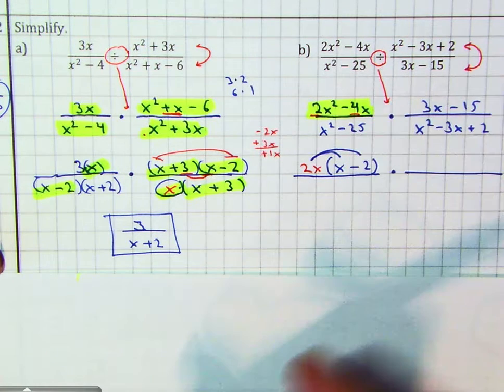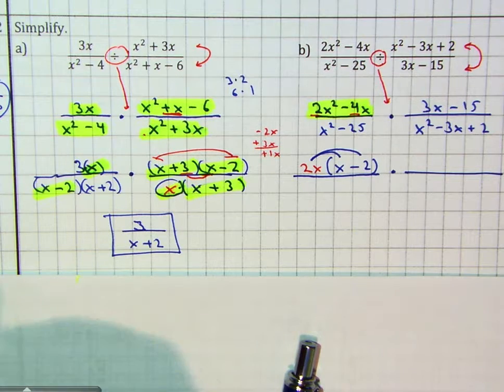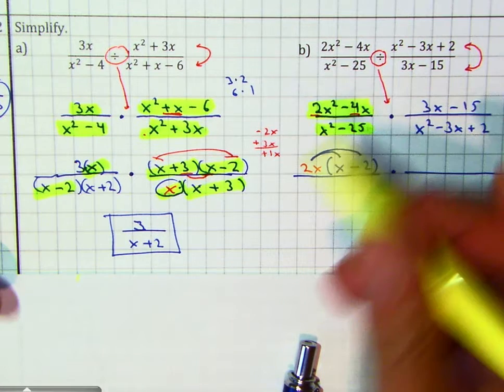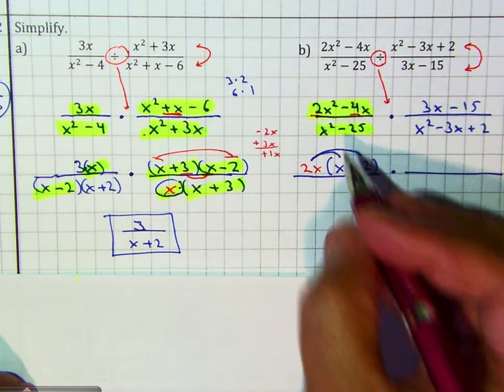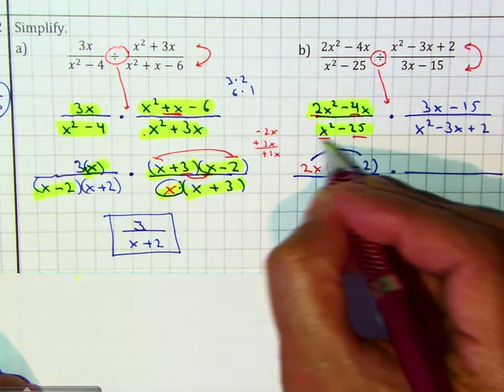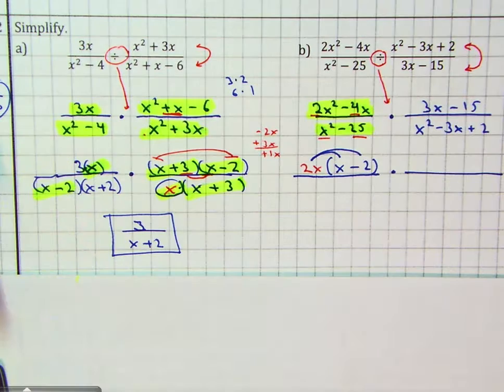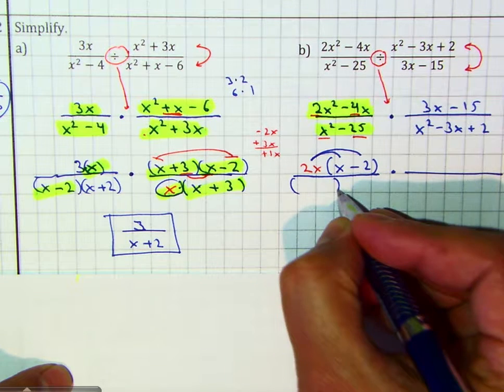Denominator. X squared minus 25. What can I factor out? Well, that one's called, what is this called? They're both squares and there's a minus in between. It's called the difference of two squares.